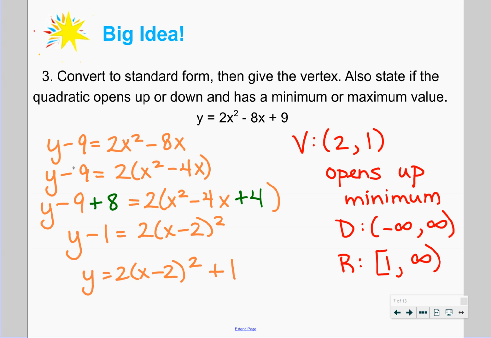Vertex then is 2, 1. Because my a is a positive number in front of the parentheses there, it opens up, which means I have a minimum. Domain is always all real numbers, and the range would be my minimum value up forever, which my minimum value is the y-coordinate of my vertex, 1 to infinity. Okay? What questions do you have here?